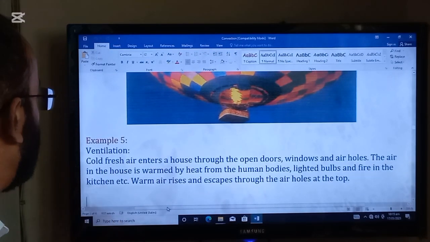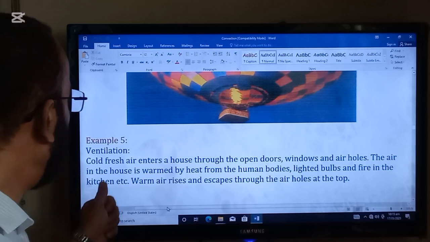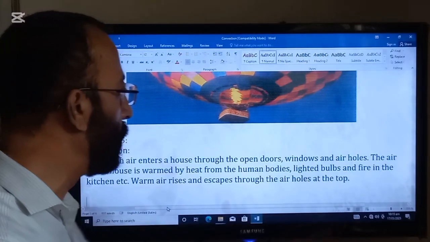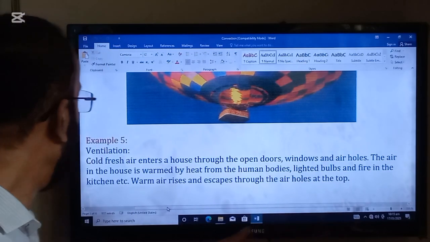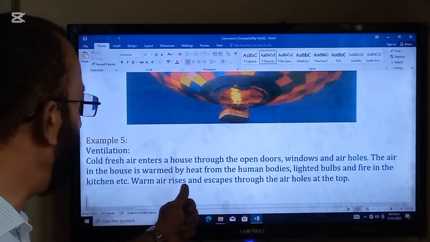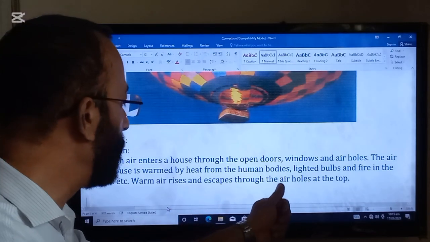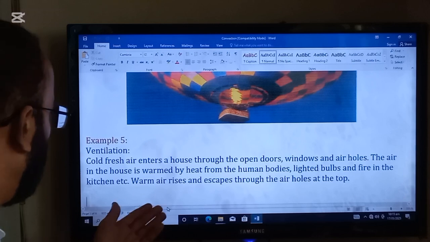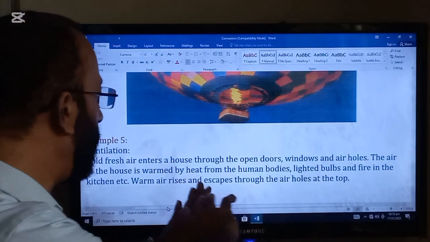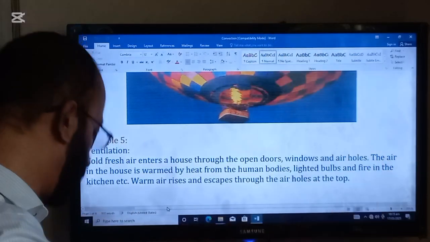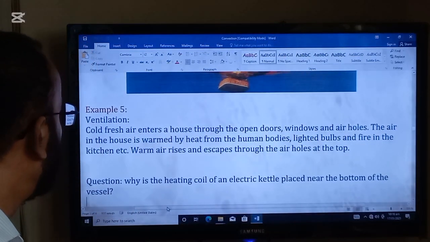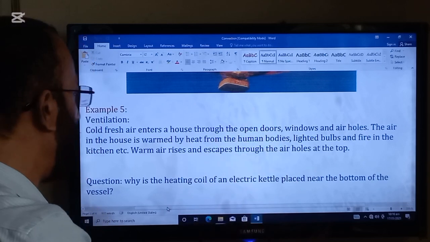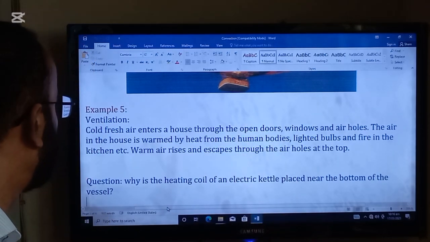Another example is ventilation. Cold fresh air enters a house through the open doors, windows, and air holes. The air in the house is warmed by heat from the human bodies, lighted bulbs, and fire in the kitchen, etc. Warm air rises and escapes through the air holes at the top. So this is how a convection current takes place inside the house and the house keeps cool.